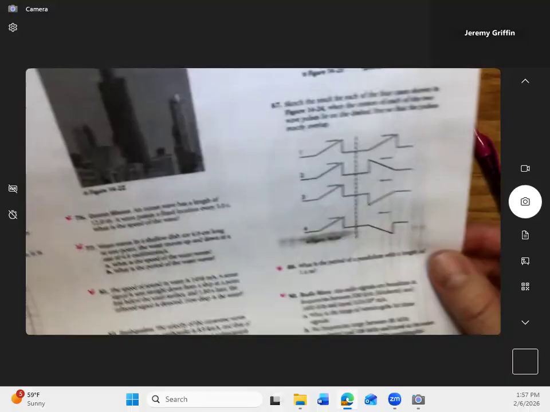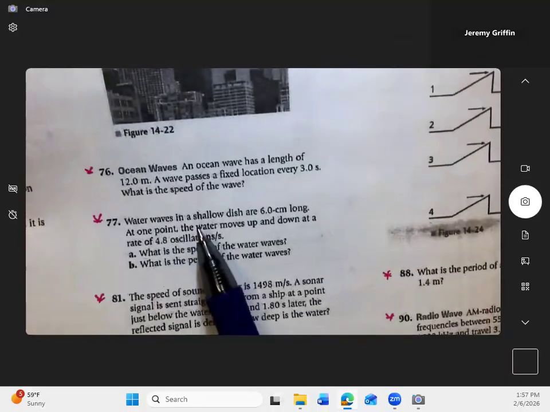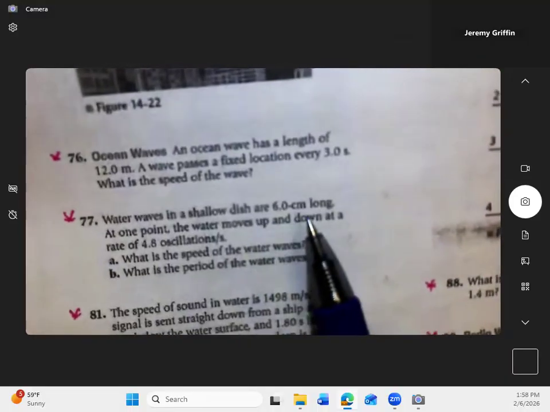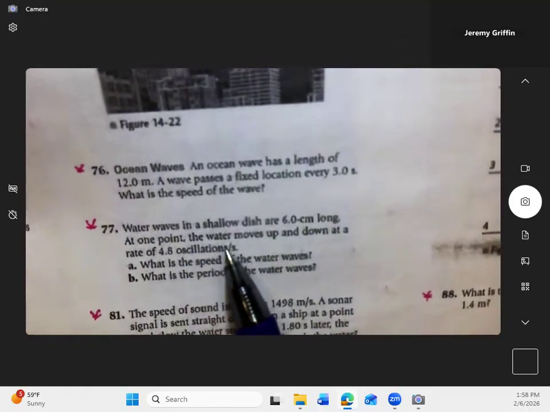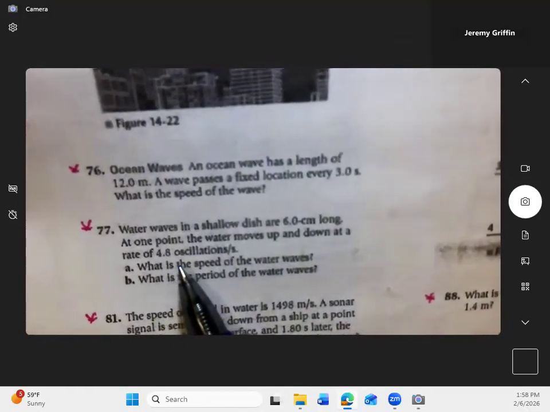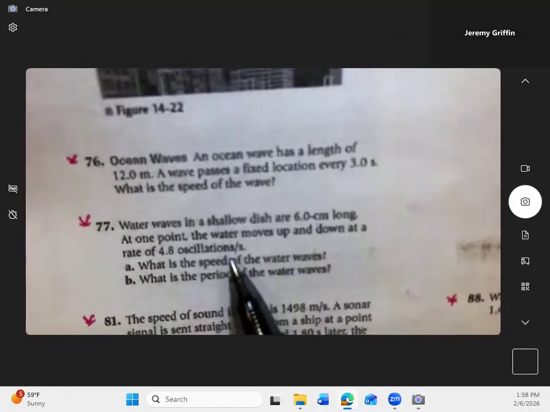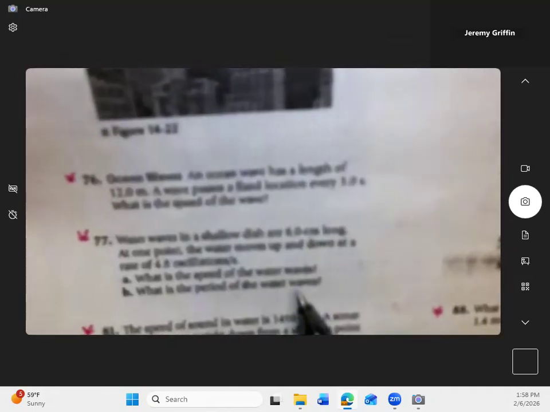Alright, number 77. Water waves in a shallow dish are 6 centimeters long. At one point, the water moves up and down at 4.8 oscillations per second. What's the speed of those water waves? And what's the time period of the water waves?